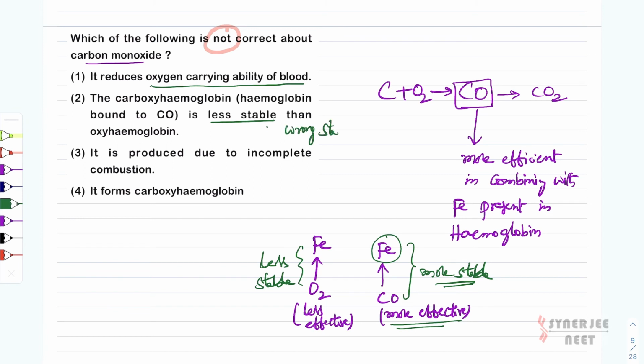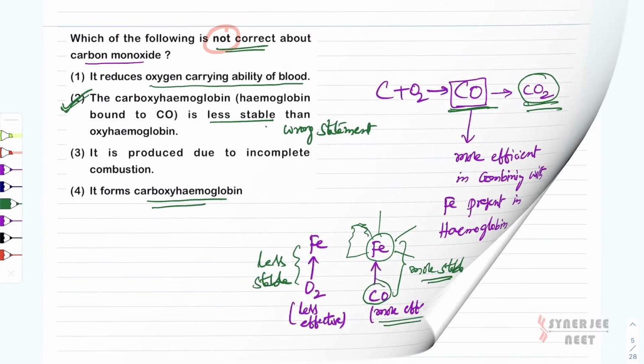And this is what they are expecting from us, because they are asking for the not correct statement. This one: it is produced due to incomplete combustion. So this statement is right, only incomplete combustion produces carbon monoxide, otherwise it will go to carbon dioxide. It forms carboxyhemoglobin. Yes, when carbon monoxide links to the iron, there are some organic molecules also linked to the iron in other directions, but overall this molecule is called carboxyhemoglobin. So the answer for this one, the wrong statement, is the second one.